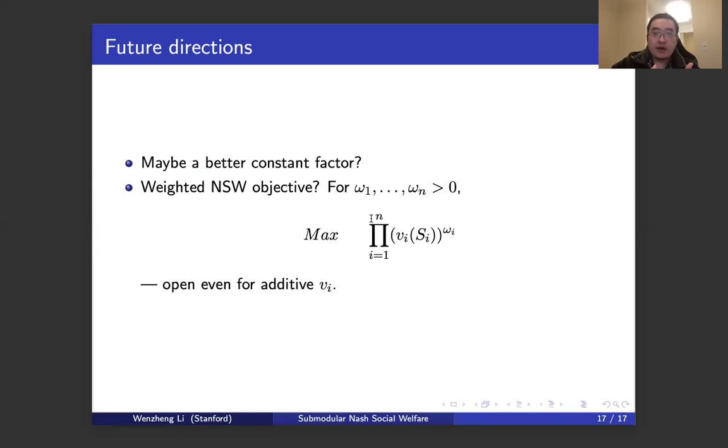Second, can you find a good approximation for the weighted geometric mean of all valuation functions? As far as we know, it's still open even for the additive case. So we believe that it may require some completely new ideas to make progress on this problem. It will be very interesting if someone has new ideas on this problem. And that's all of my talk. Thanks for listening.